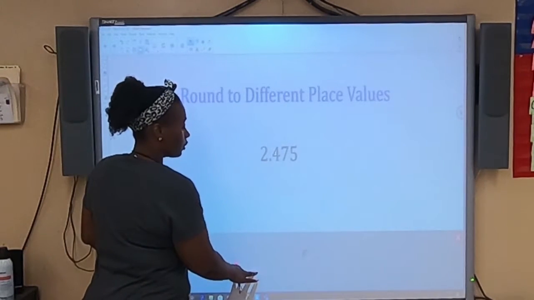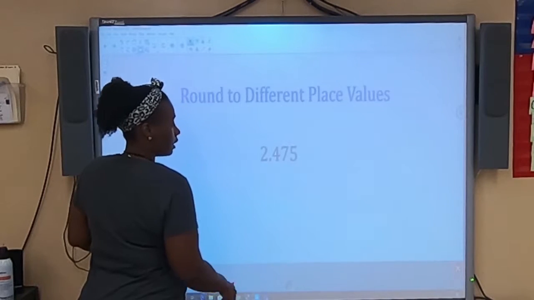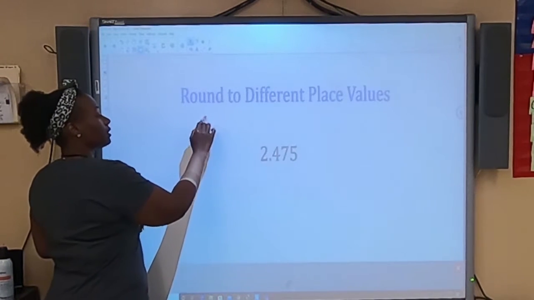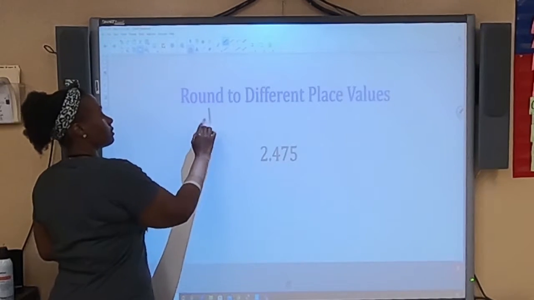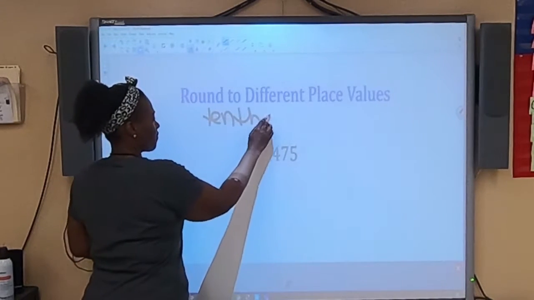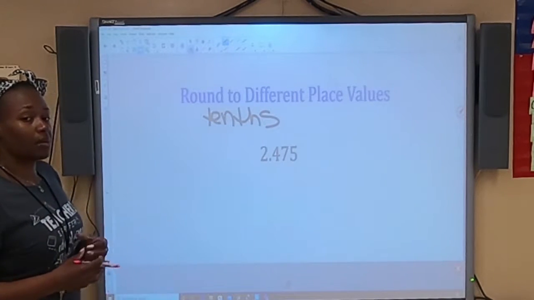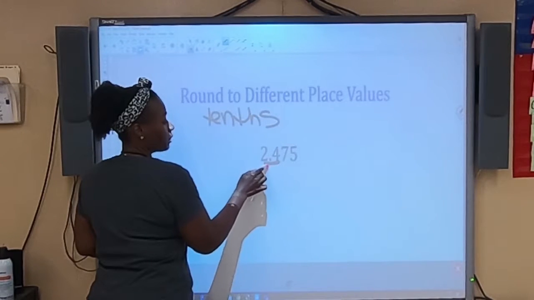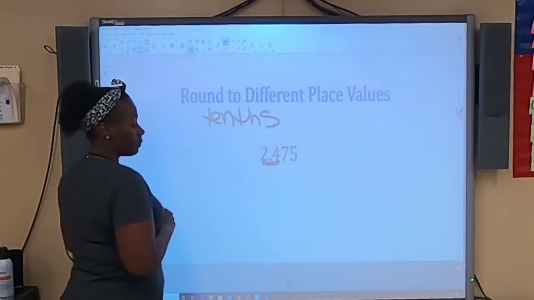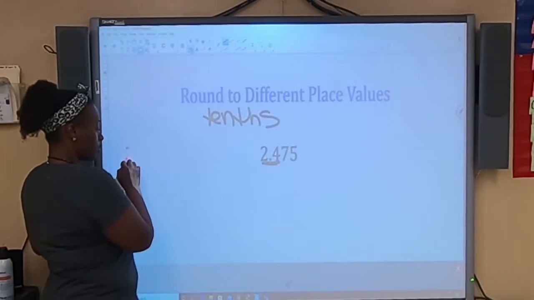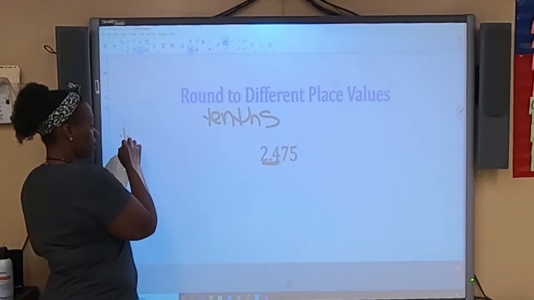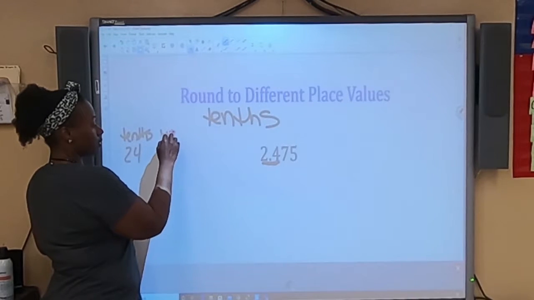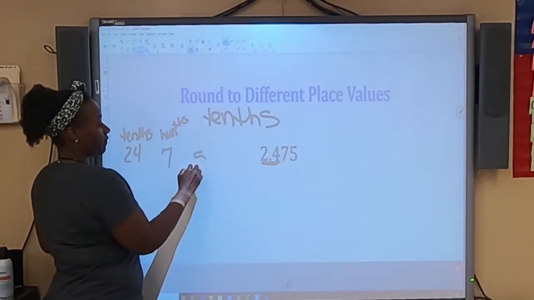So, first thing I want to do is I'm going to decompose. Let's round this to the nearest tenth place. Okay, so because I'm rounding to the tenth place, I want to stop at the tenth. So I'm going to put this together. So I'm going to decompose using 24 tenths, 7 hundredths, 5 thousandths.